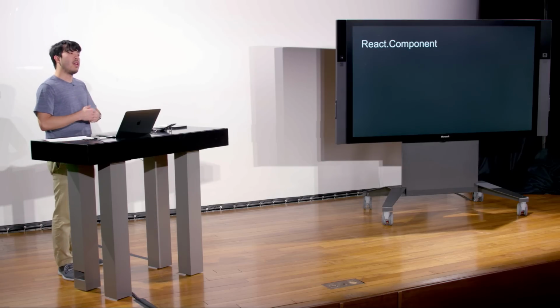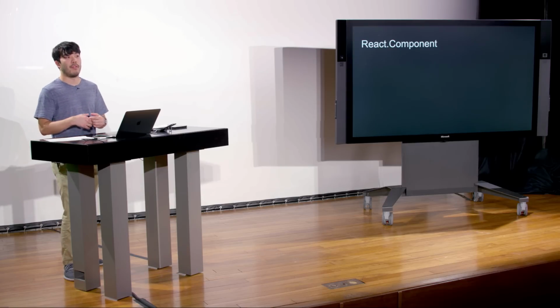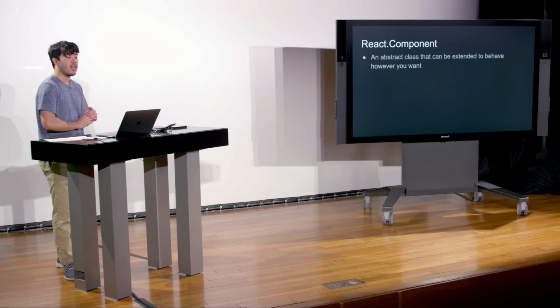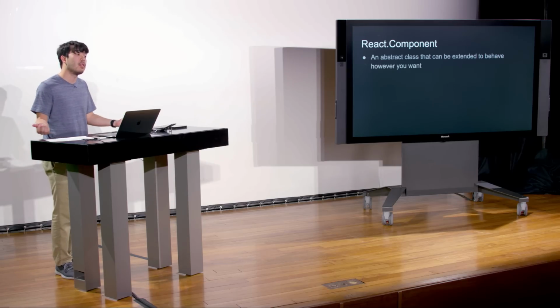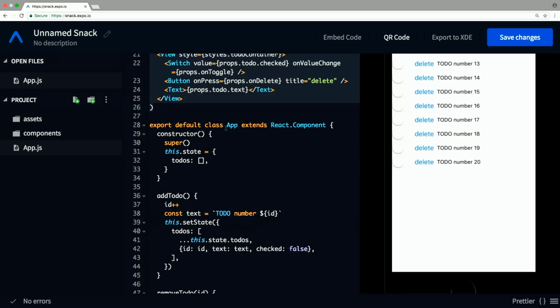And so on the other side of the coin, we have what's called a React.Component. This is something that's actually provided by the React library and implemented for you. And it's an abstract class that can be extended to behave however you want. And so in our example here, and examples prior, we've been doing this thing where we create a class called whatever we want, and we're actually extending this thing called a React component. And so what is a React.Component?